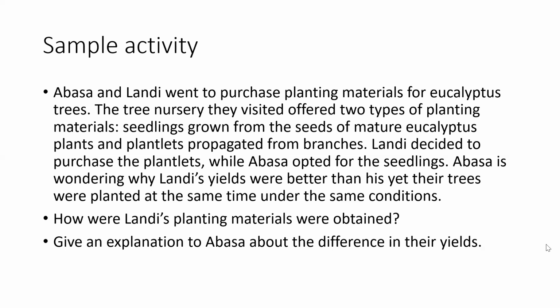So these two people wanted to plant eucalyptus. One bought seedlings, one bought plantlets. Plantlets are got from vegetative propagation. So the first question is, how were these planting materials obtained? They got them from branches. So you're going to describe how they were obtained, and then give an explanation to Abasa about the difference in their yields. Okay? Have we copied that down? I pray we have.